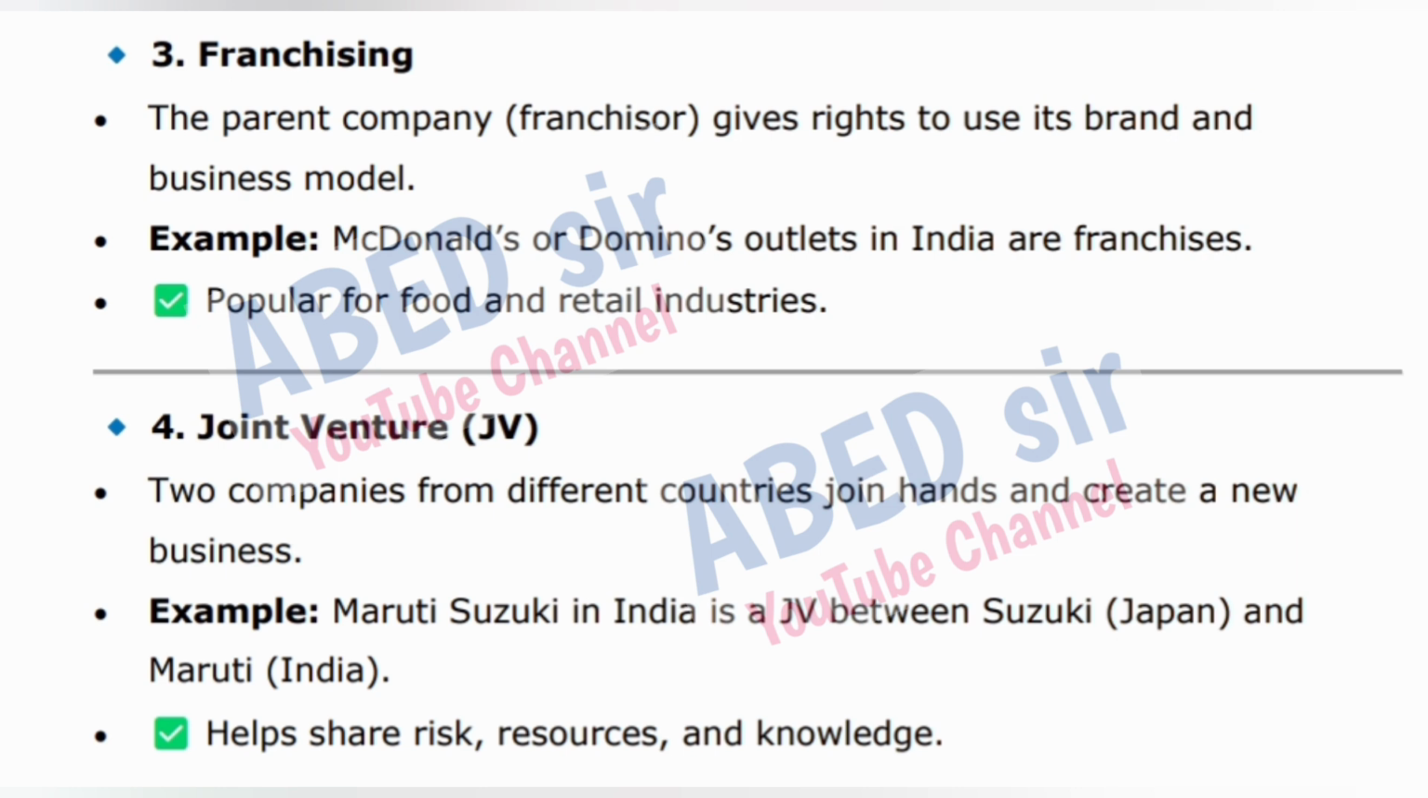3. Franchising. The parent company, franchisor, gives rights to use its brand and business model. Example, McDonald's or Domino's outlets in India are franchises. Popular for food and retail industries. 4. Joint venture, JV. Two companies from different countries join hands and create a new business. Example, Maruti Suzuki in India is a JV between Suzuki, Japan and Maruti, India. Helps share risk, resources, and knowledge.